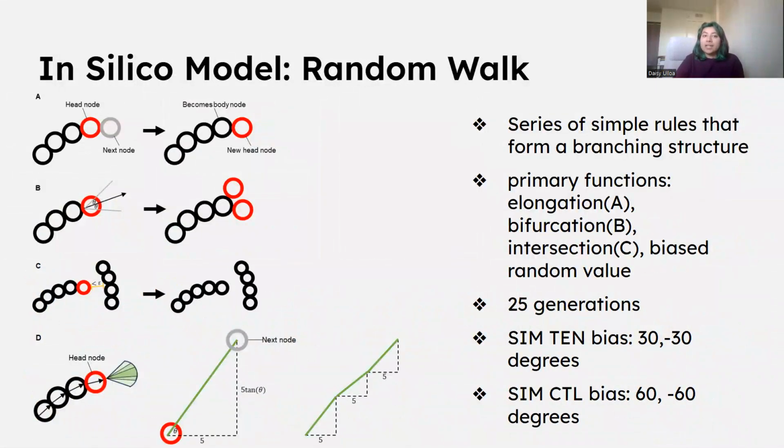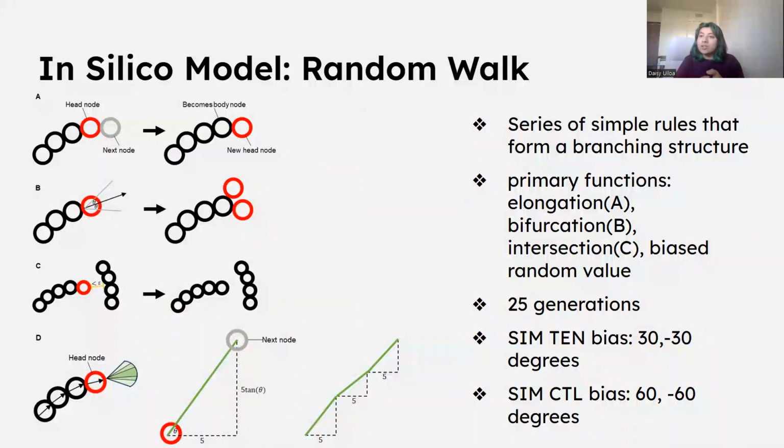So to study this, we created an in silico model using a random walk algorithm, which is a series of simple rules that can formulate a branching structure. So our simple rules are elongation, which we can see here, bifurcation, and intersection. What makes this algorithm unique is our other function called bias random value. So the way that it works is that the head node must decide where to branch to next, and it can do so within a window of angles. However, it'll prefer to branch to a specific angle that we give it.